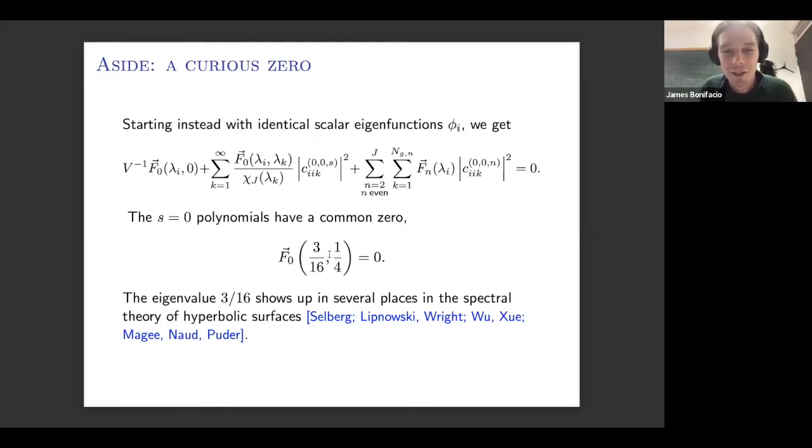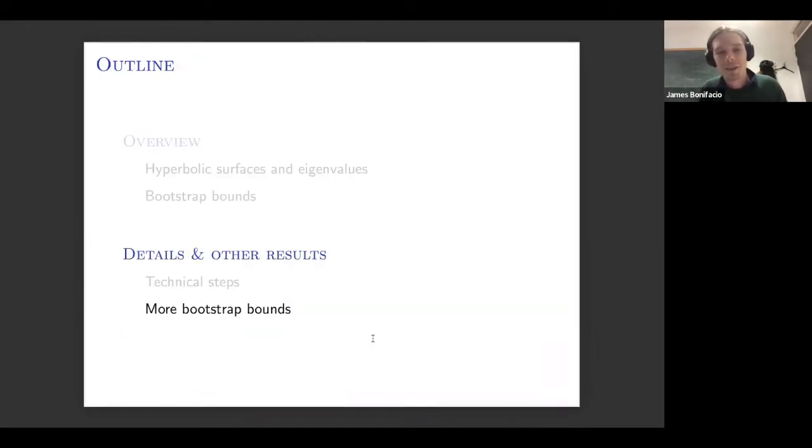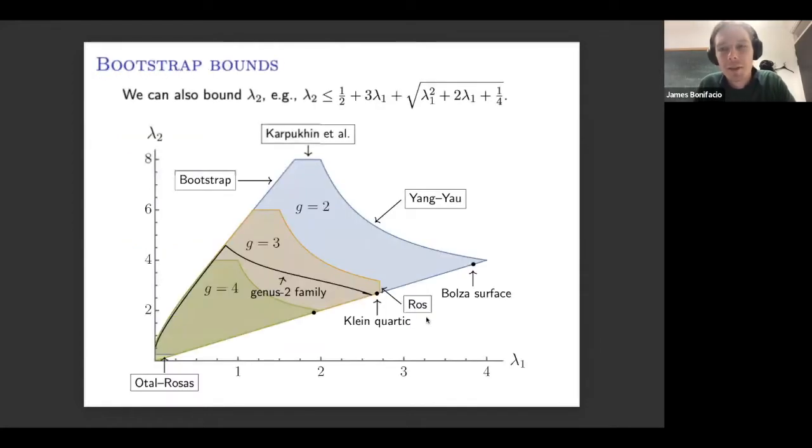And this is, I guess, curious because this 3/16 is some number that appears in various places in spectral theory of hyperbolic surfaces. But I'm not sure what the deep reason is for that. So in the last few minutes, let me talk about some other bootstrap bounds. I talked about upper bounds on the spectral gap, lambda 1.